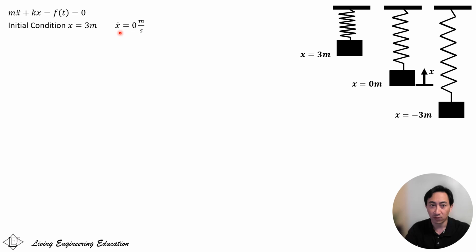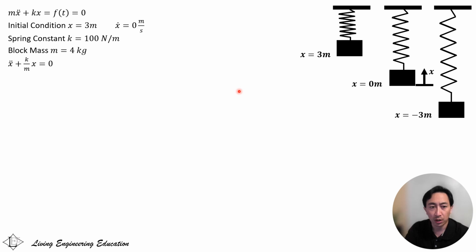And x dot is our velocity. So the initial velocity we say is equal to 0. We're just going to hold this block and then let it go at time t equals 0. So initially there's no velocity. The spring constant is 100 newtons per meter, and the mass of our block, this black square, is 4 kilograms.